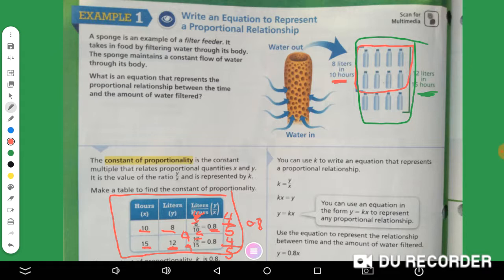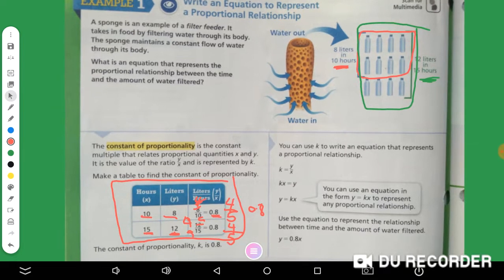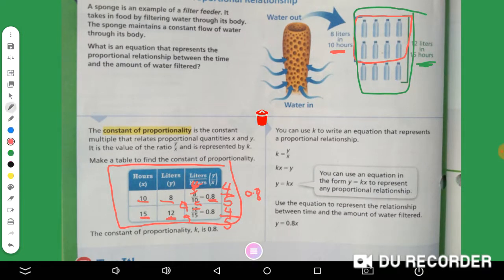Because they are proportional, they have a fixed or constant number. We call this number k, and k here is equal to 0.8. So I can represent this relation as the fraction y over x, where y represents the liters and x represents the hours, equal to a fixed number called k. By cross multiplication, we find that y equals kx, with y on the left-hand side.